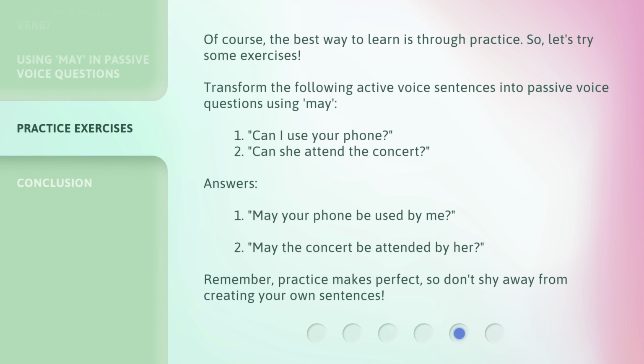Of course, the best way to learn is through practice. So, let's try some exercises. Transform the following active voice sentences into passive voice questions using may. 1. Can I use your phone? 2. Can she attend the concert? Answers. 1. May your phone be used by me? 2. May the concert be attended by her? Remember, practice makes perfect, so don't shy away from creating your own sentences.